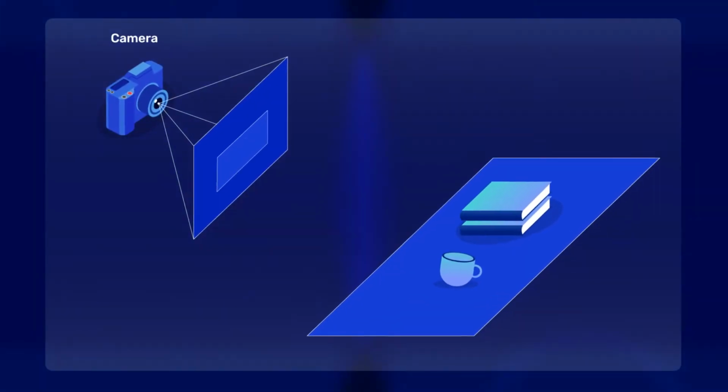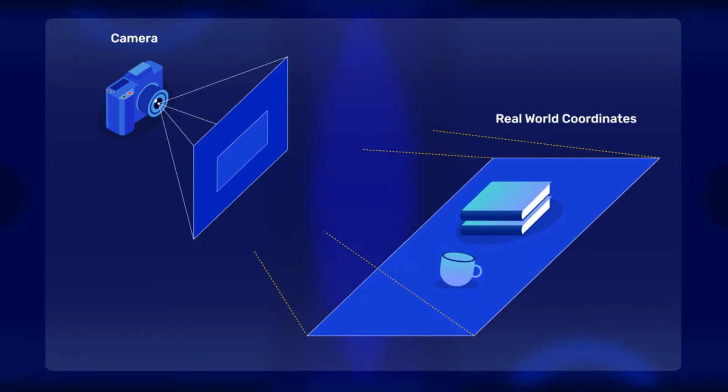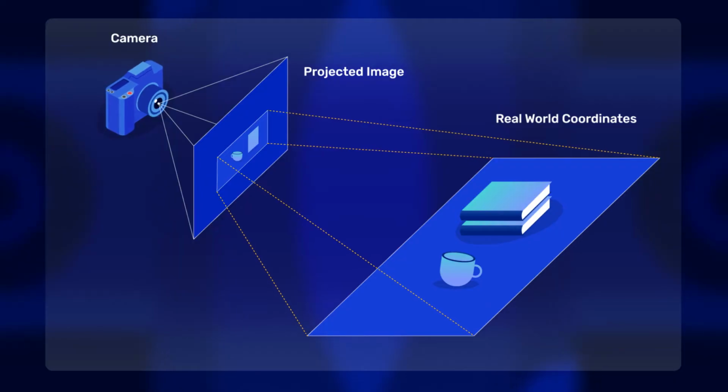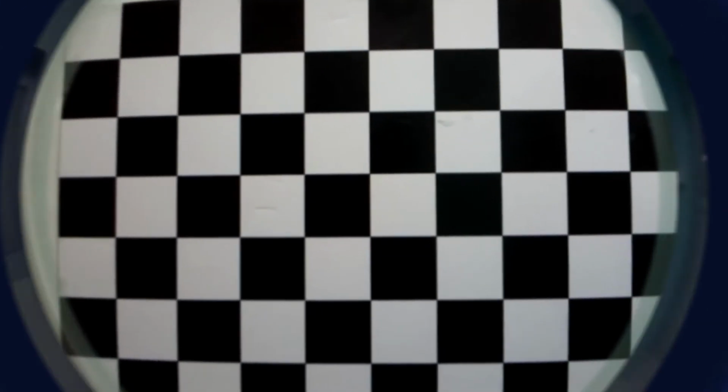With these, you can determine the relationship between a 3D point in the real world and its corresponding 2D pixel projection on the image captured by a calibrated camera. An example can be taking a fisheye photo and correcting its geometry.